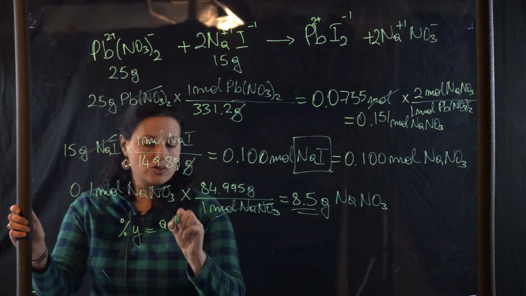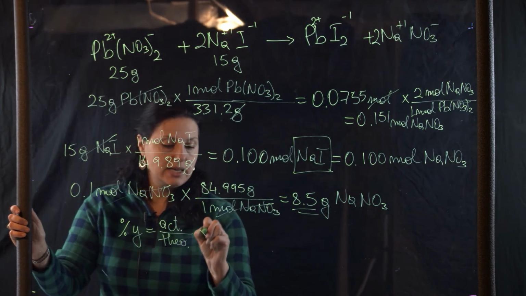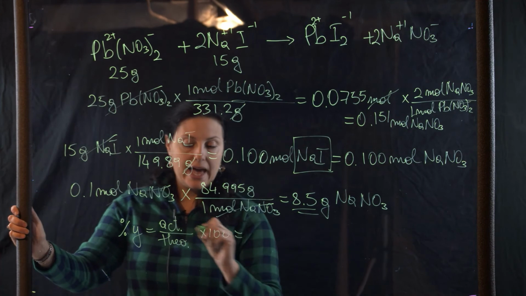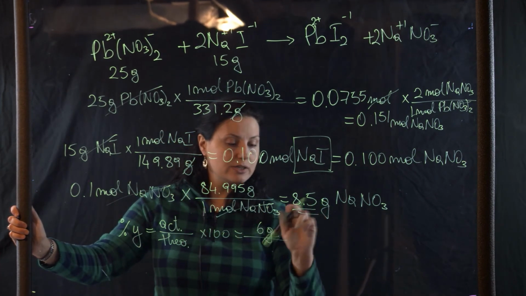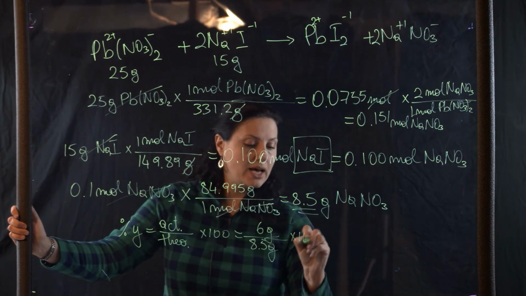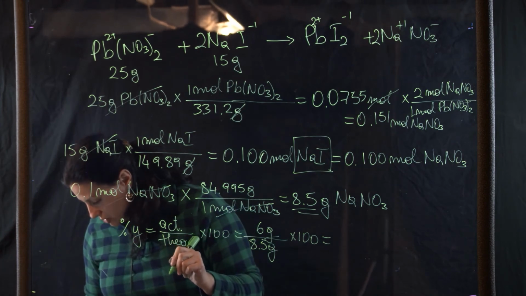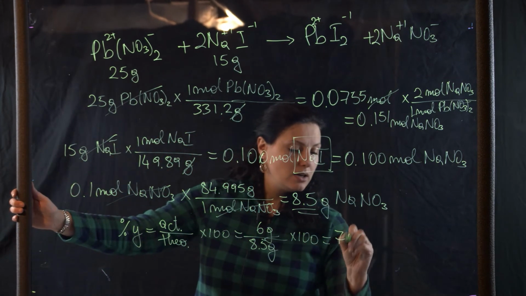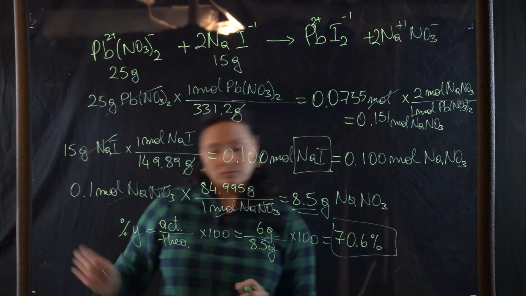Percent yield is actual over theoretical times 100. My actual, it tells me, is 6 grams. Theoretical is what I calculated, 8.5 grams, times 100. And if you do that math, it should give you 70.6%. That's my yield right there.